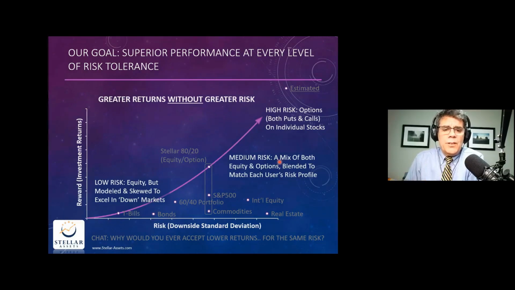Why would you ever accept lower returns for the same level of risk? Maybe there's something I'm not thinking about. If so, please fire up your chat box and let me know what you're thinking. Why would you accept lower returns for the same level of risk?